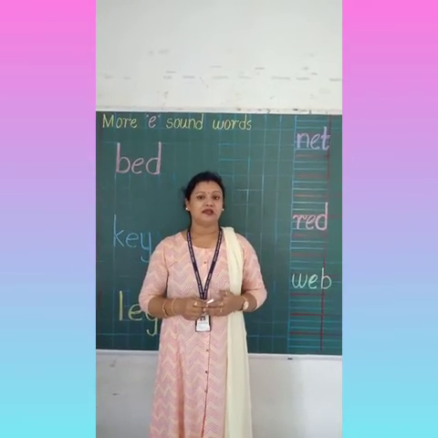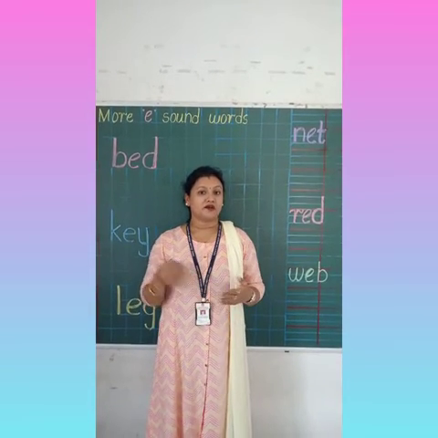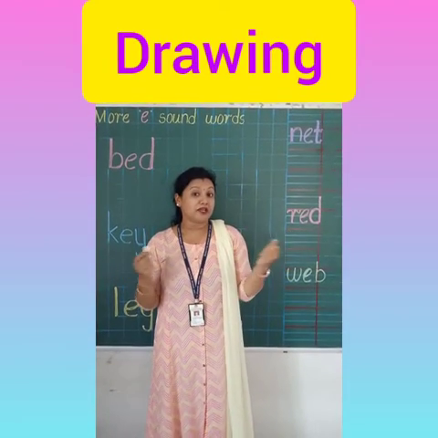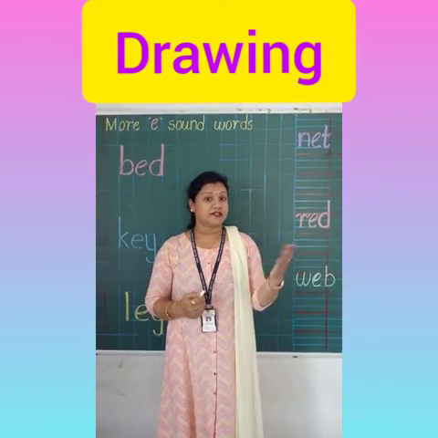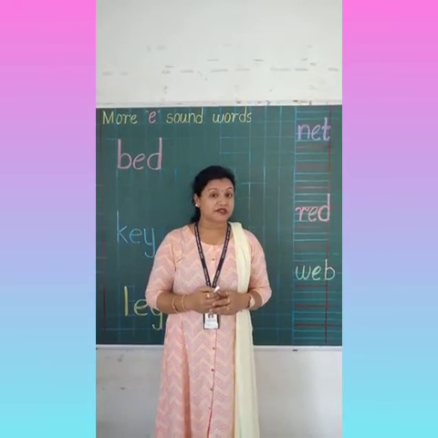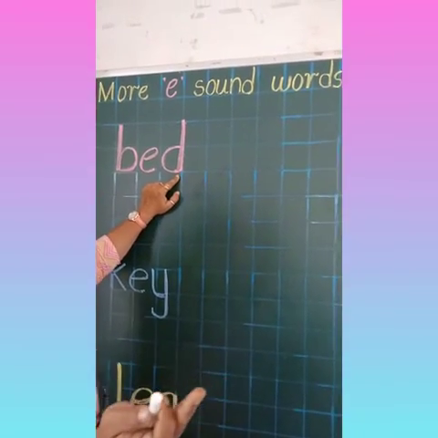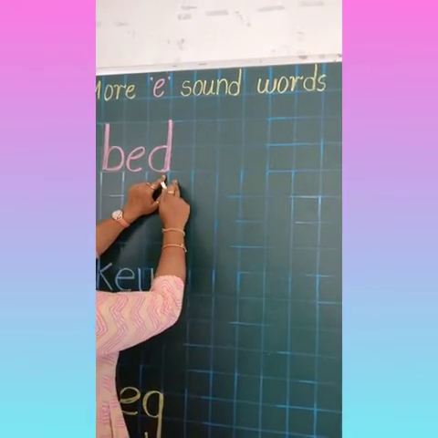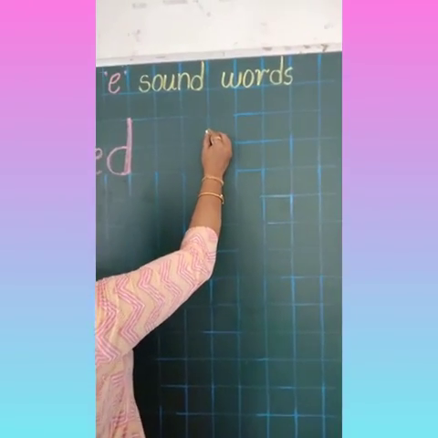And now children, you all learned the spellings. Now it's time to learn the drawing part. Okay, so let's start how to draw the pictures. So we will draw the first picture, bell. Okay, so here we go.